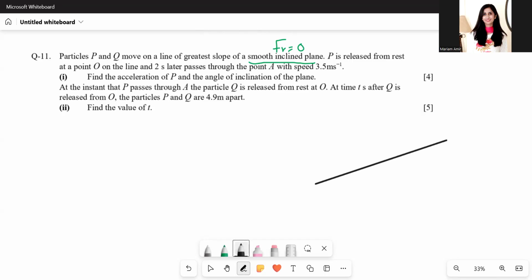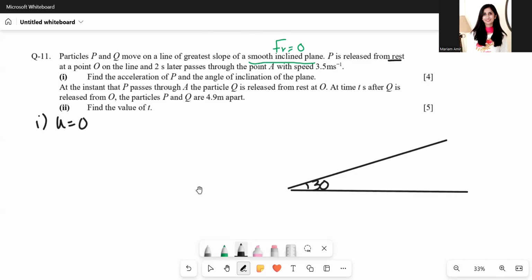Okay, let's make that. So P is released from rest. That means for P, u is equal to 0. And there is a point O here. Let's say it's here. P is released from here. And 2 seconds later, so time is equal to 2, it passes through a point A. Let's say A is here. And at A, its speed is 3.5. That's going to be v.